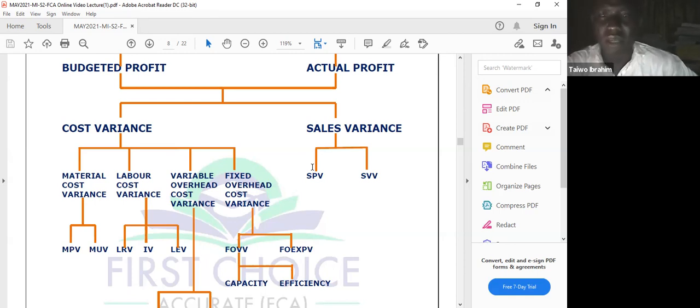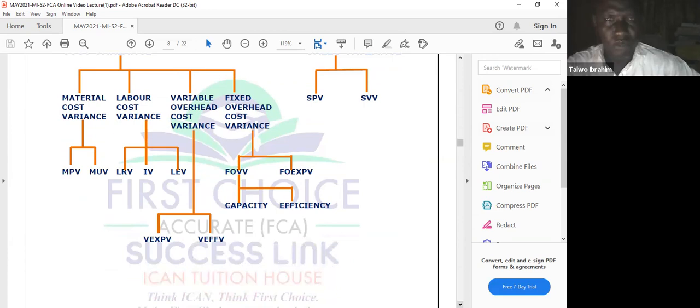So in a nutshell, we are looking at the sales price variance, which we call SPV, and the sales volume variance, which we call SVV. Sales price variance is SPV, while the sales volume variance is SVV. Those are the two things that can affect the sales and the profit of the organization. Now, you need to cascade this down to the components of the material.